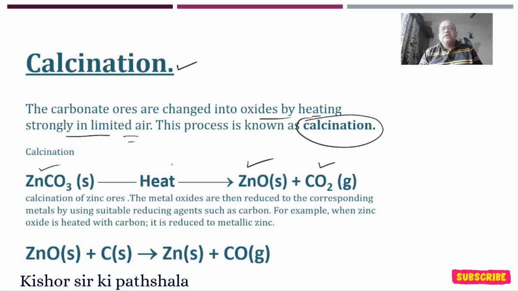The metal oxides are then reduced. Once you get this oxide, it is reduced to the corresponding metal using a suitable reducing agent. You can take a suitable reducing agent like carbon, right? When the zinc oxide is heated with carbon, it is reduced to metallic zinc, right? It is reduced to metallic zinc.